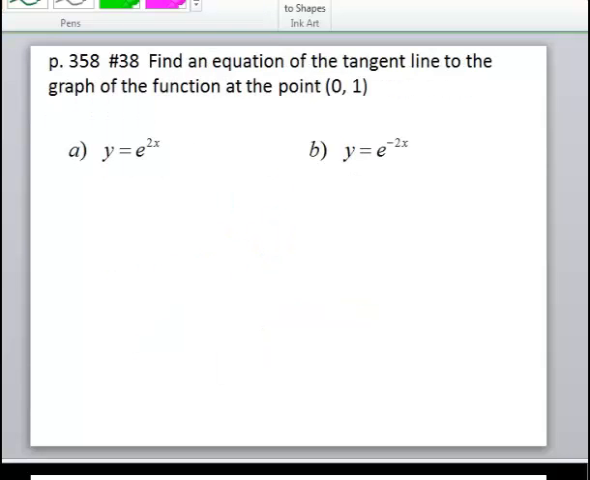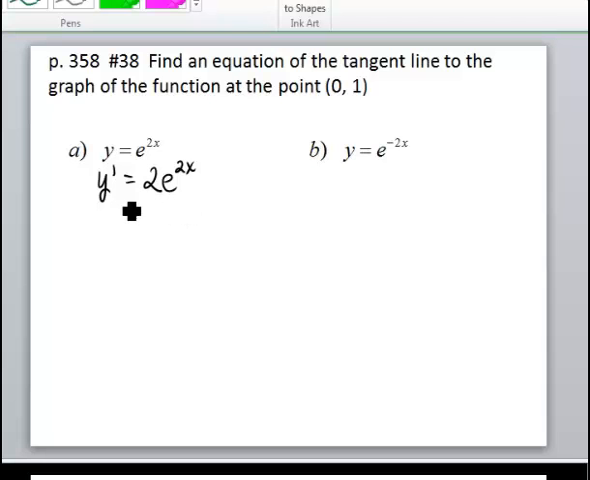The last problem we're going to work on is the only problem we're doing today with derivatives. So we're going to find an equation of the tangent line to the graph at 0, 1. Well, that means I need to know the slope. So I'm going to take the derivative. The derivative of e to the x is simply e to the x. We'll have a 2x, so I have to remember to take the derivative of the 2x, which would be 2.